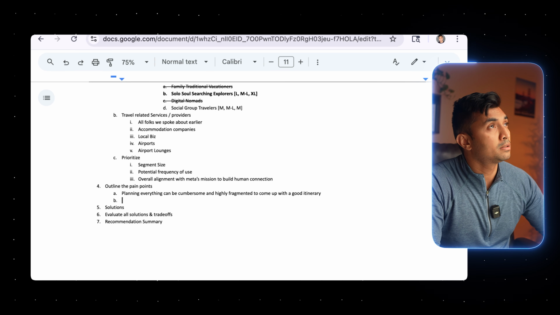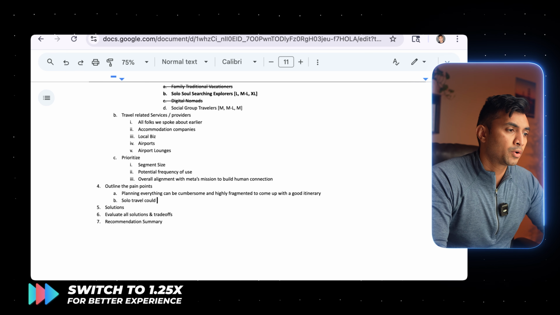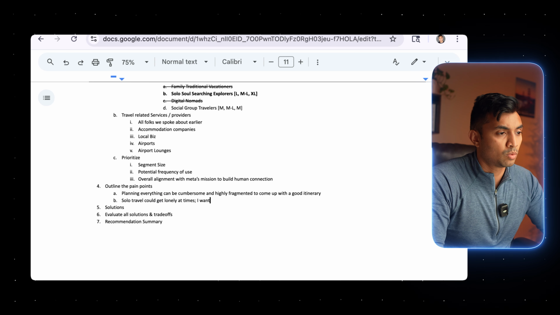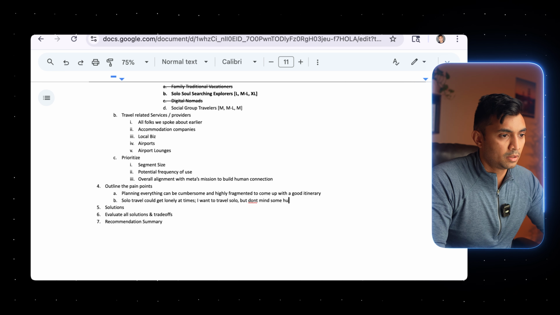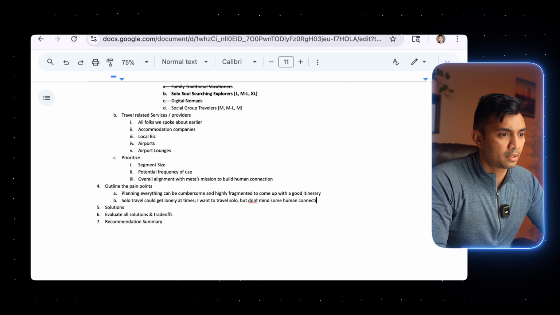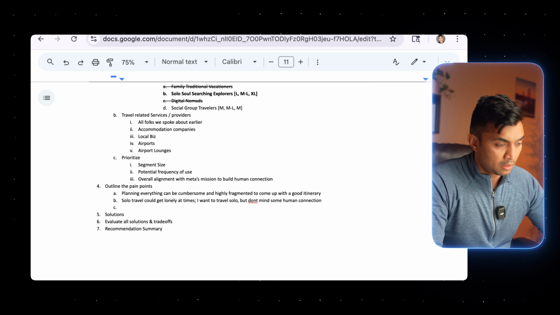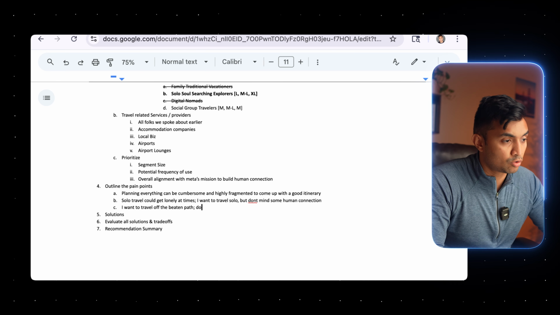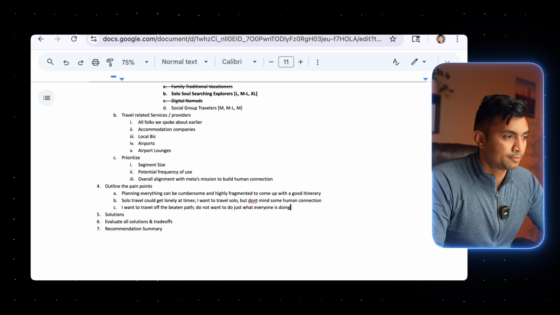Next, bandit, solo soul searching explorers. Solo travel could get lonely at times. I want to travel solo, but don't mind some human connectivity, something like that. I want to travel off the beaten path. Do not want to do just what everyone is doing.